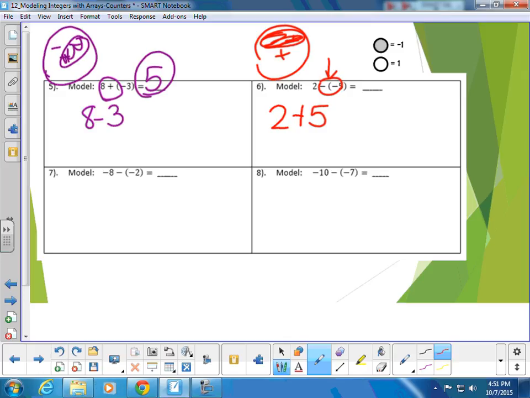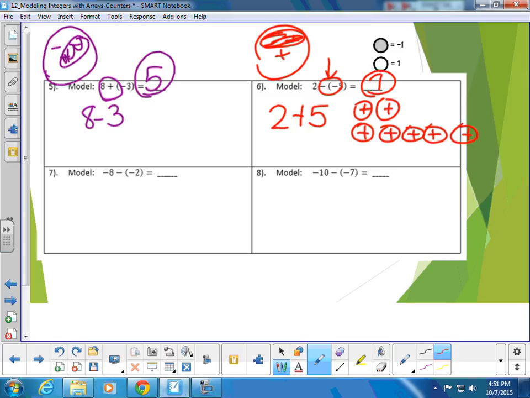So I have positive 2 plus a positive 5, which is just like elementary school. If we add those all up together, we get a positive 7.